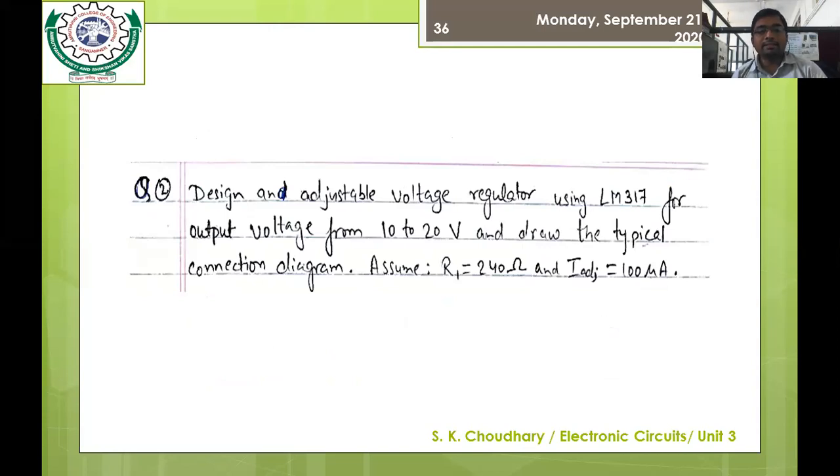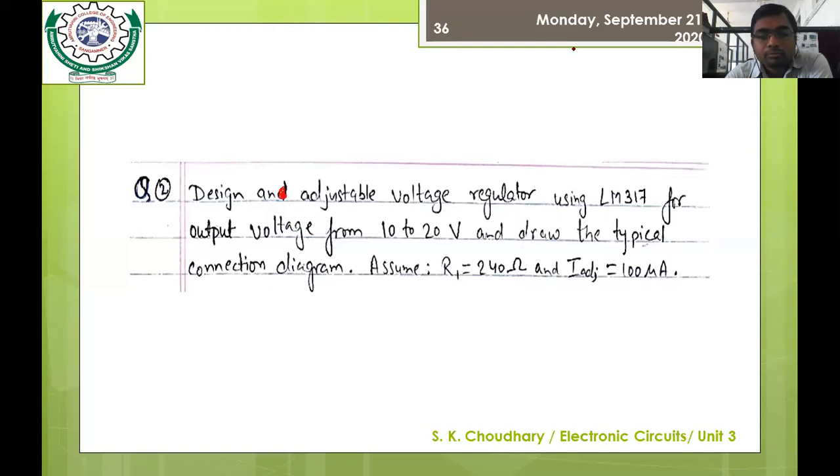So this numerical is a design problem. This kind of problem is very frequently asked in the examination for 6 marks. So design an adjustable voltage regulator using LM317 for output voltage from 10 volt to 20 volt and draw the typical connection diagram. Assume R1 is equal to 240 ohm and I adjustable is equal to 100 microampere. So here the value of I adjustable is mentioned.